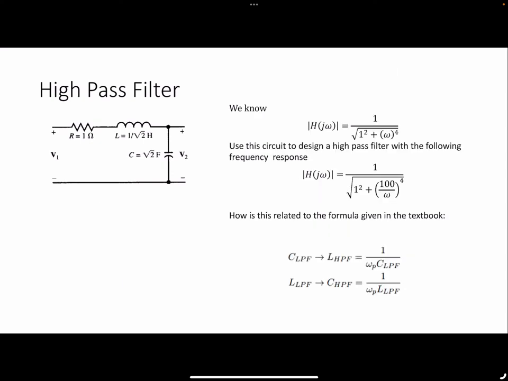Okay, what else is there? Well, how about if I want something that looks like this? What do I have to do now? So in order to go from the square root of 1 plus to this, what do I have to do to omega? What do I replace it with?